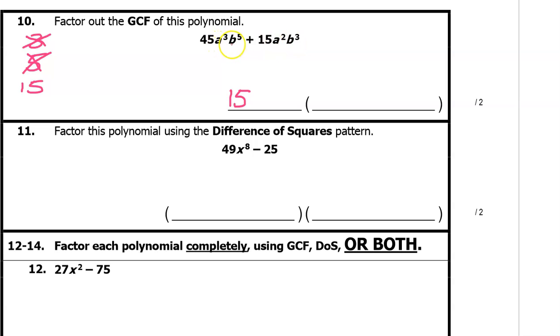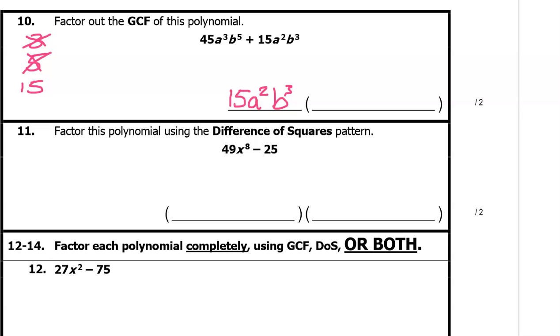The variable part is easier because you just go with the smallest amount of variables that you see. So look at the variable a. The first term has 3 of them. The second term has 2 of them. What's the smaller amount that I just said? 2 of them. So I'm going to put 2 a's in the GCF. What about the b's? The first term has 5, the second term has 3. So I go with 3 because that's the lesser amount. The variable part is easy.